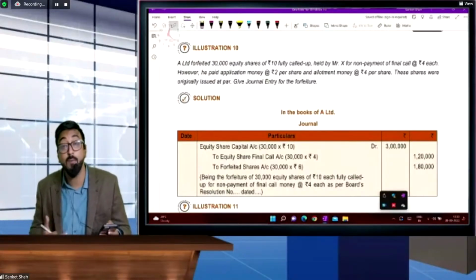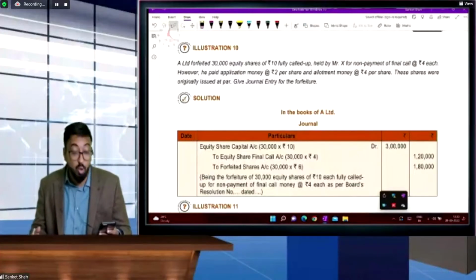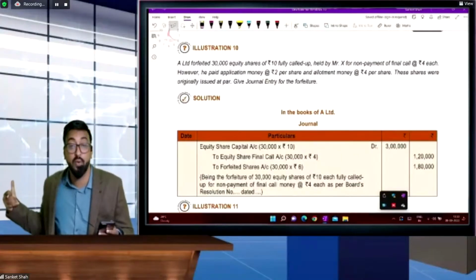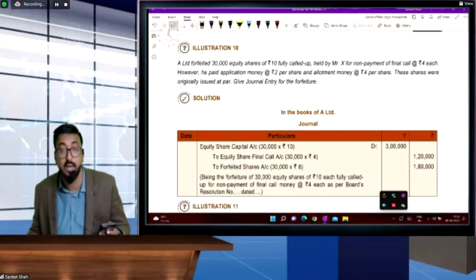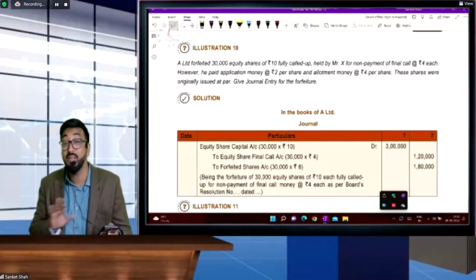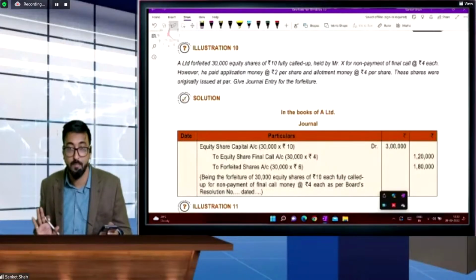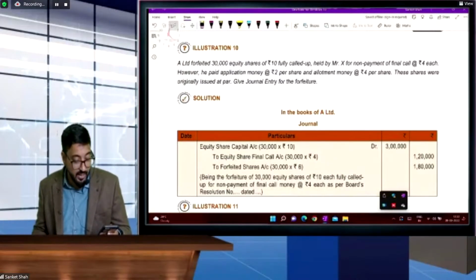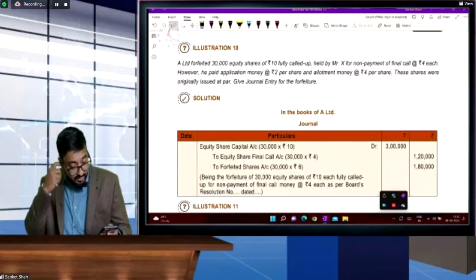Yes, why are you finding company accounts difficult? Because here the sequence of the 12 entries is very difficult to remember. And that's why students are finding this chapter difficult, beta. Otherwise, nothing is difficult in these questions. Okay, now look, illustration number 10. How easy it is.